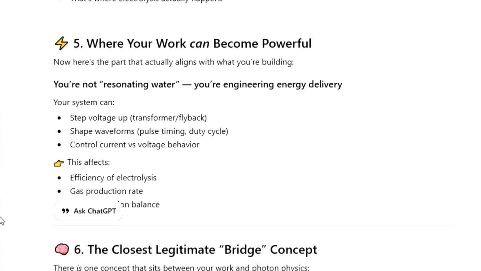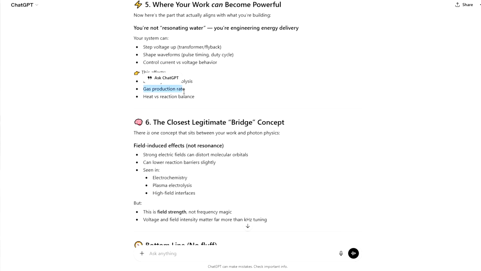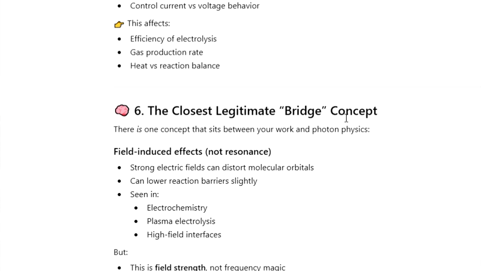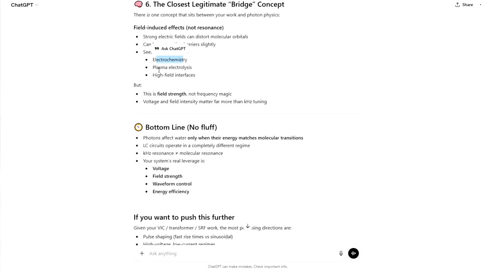So it says where your work can become powerful: you're not resonating water, you're engineering energy delivery. Your system can step up voltage, shape waveforms, and control current versus voltage behavior. This affects efficiency of electrolysis, gas production rate, and heat versus reaction balance. The closest legitimate bridge concept, the one concept that sits between my work and photon physics: field-induced effects. Strong electric fields can distort molecular orbits. We know this. We've done it. It can lower reaction barrier slightly, as seen in electrochemistry, plasma electrolysis, high field interfaces, but this is field strength, not frequency magic.